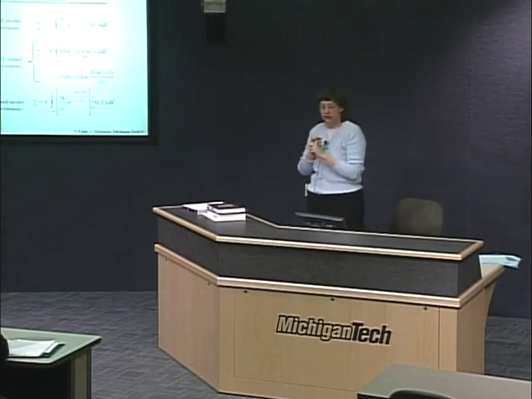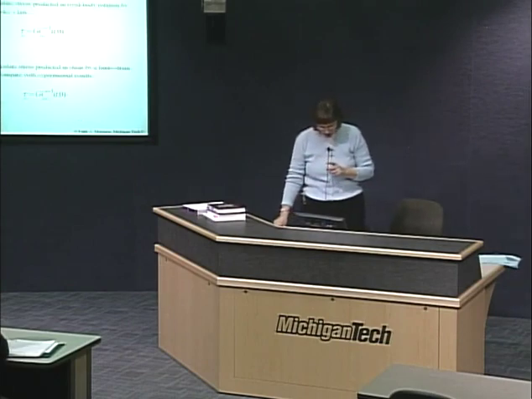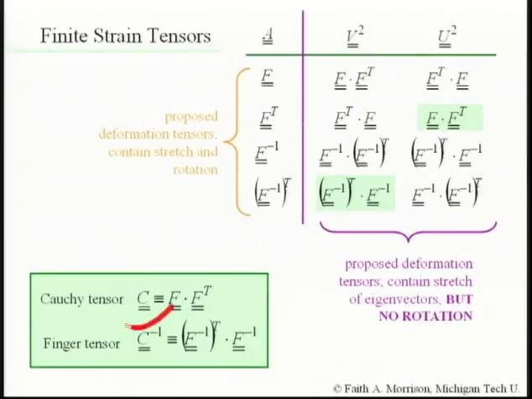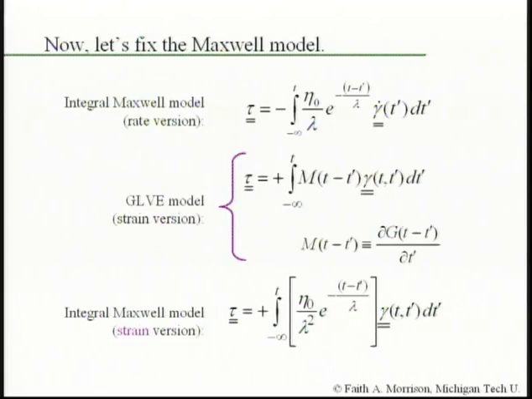So we've got a new strain measure. In fact, we've got two. We only tried the finger tensor. We've also got the Cauchy tensor. The next step is to take this new strain measure and do what we said we were doing all along, which is fix up the generalized linear viscoelastic model. Okay, so going back, here's our integral Maxwell model. Here's the generalized linear viscoelastic version with the m function in it. It has strain explicit. And so all we need to do is change this strain tensor with the finger tensor.